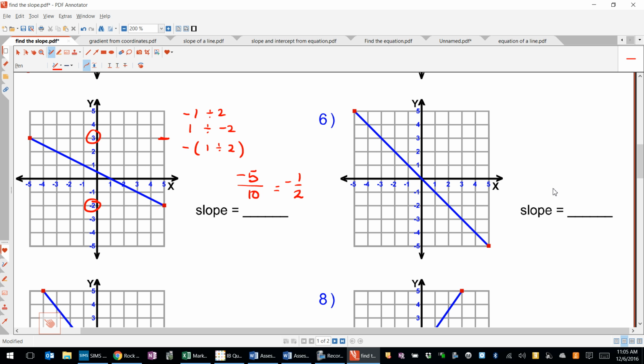This one, our rise is from 5 down to -5, so it's -10, and we go run of -5 all the way through to 5, so it's 10. So -10 over 10 is -1.